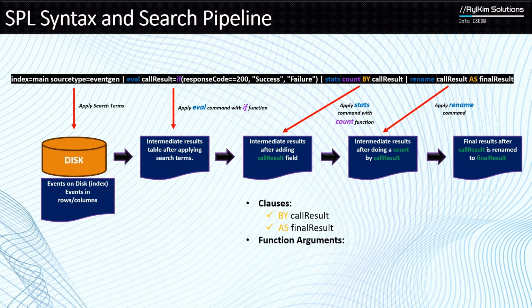And then another thing here is our function arguments. So we've used two functions here. We've used the if function, and the if function is associated with the eval command in this case. And then we've also used the count function that's associated with the stats command. But you can see that the count function takes no arguments. It's just count. If you look at the if function on the other side, you see that the if function is taking result code. So you have to pass in some arguments into the function for it to be able to do exactly what you want. Those are what we call function arguments.